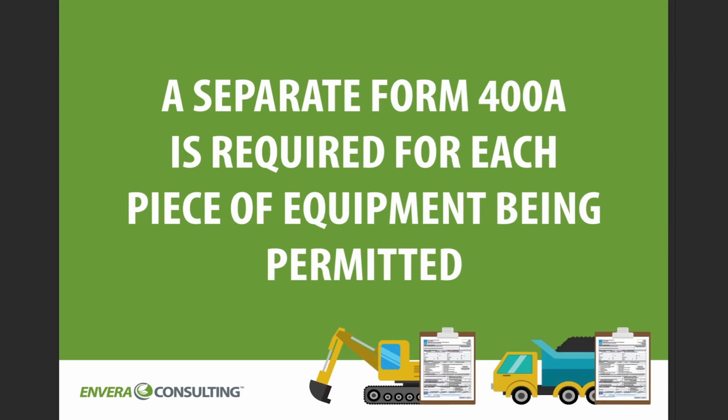Now, when it comes to the Form 400A, a separate Form 400A is going to be required for each piece of equipment being permitted. So as an example, if you're permitting 50 engines, then each engine will need to have its own Form 400A. And so you would need to have 50 Form 400As in total for this one example.